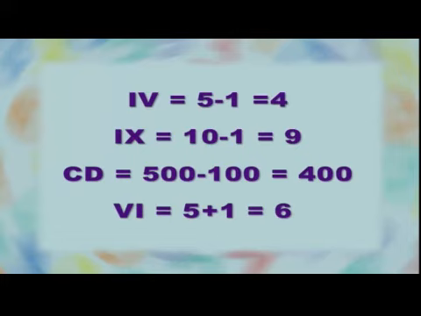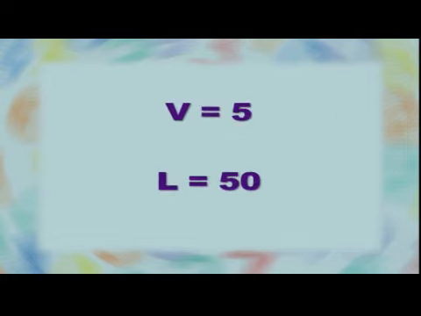Then if you have VI, which is equal to 5 plus 1, which is equal to 6. If we have XI, which is considered as 10 plus 1, which is equal to 11. Then the last example, DC is equal to 500 plus 100, which is equal to 600. The symbols V, L and D are never written to the left of a symbol of greater value. The disadvantage of the Roman number system is there is no symbol to represent 0.